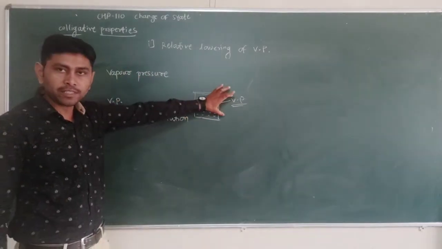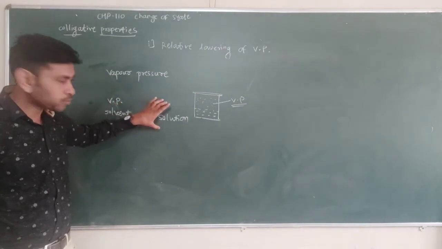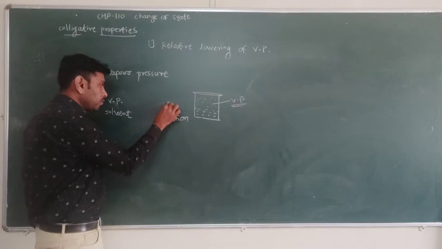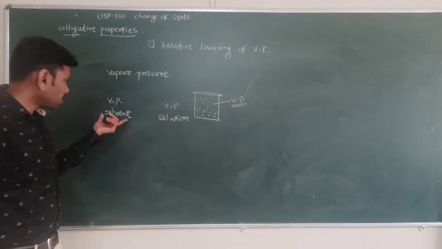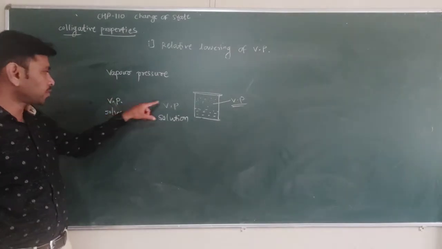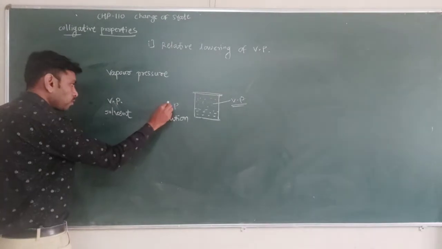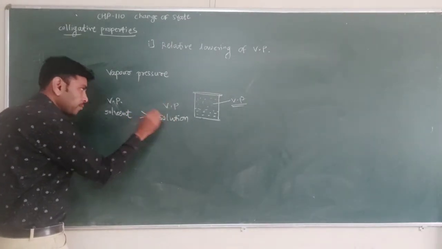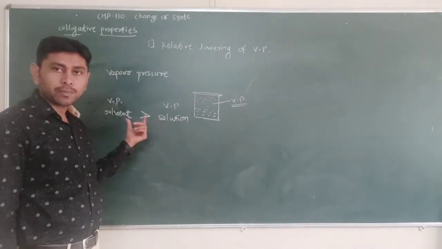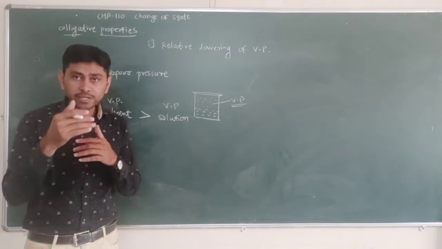So this is vapor pressure. If we determine the vapor pressure of solvent and the vapor pressure of solution after adding solute experimentally, it is observed that the vapor pressure of solvent is greater than the vapor pressure of solution. That means after preparing the solution, the vapor pressure lowers.